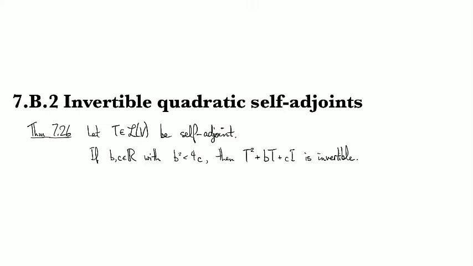In this clip, we're going to prove the quick lemma that if we've got a self-adjoint operator and then we have a quadratic polynomial where the coefficients b and c satisfy this relationship, which you recognize from the quadratic formula, then the corresponding operator polynomial is invertible. And so, like I said, this is a quick lemma that we're going to use as part of the work toward the real spectral theorem.